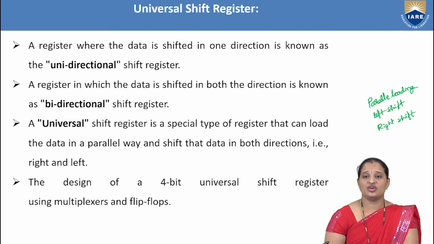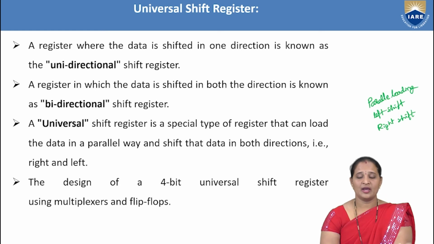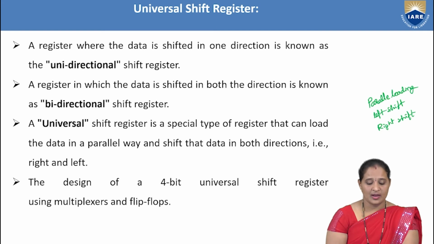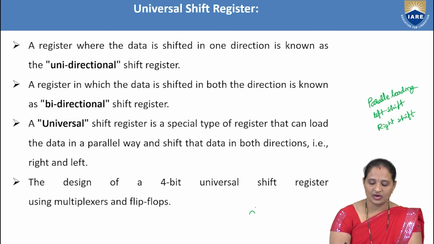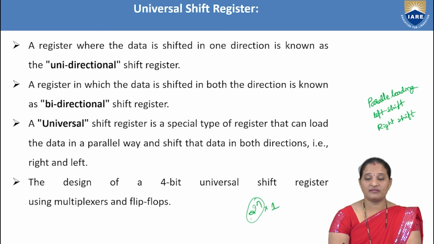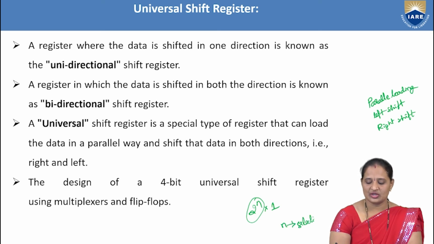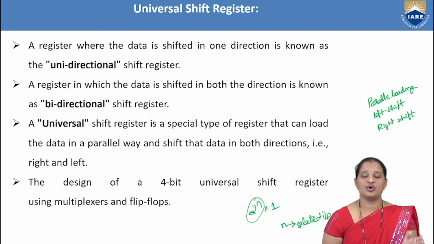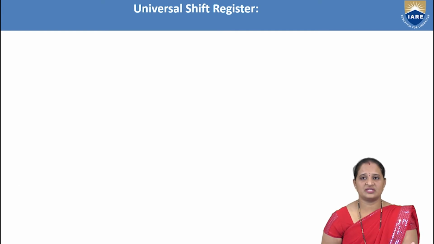Now let us see the design of a universal shift register. The construction of a 4-bit universal shift register can be done with the help of multiplexers and flip-flops. I hope you all know multiplexers. What is a multiplexer? It has 2^n inputs and 1 output, whereas any one of these 2^n inputs can be selected by n selection inputs, right? So now we are going to use multiplexers and flip-flops in order to design a 4-bit universal shift register.